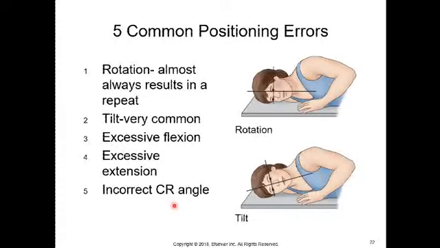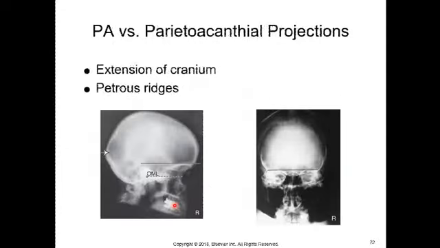Sometimes people get confused between the Towne and the Caldwell. Until you get used to it, or if you do a lot of skull work, that's when you'll start to remember the different CR angles a little bit better. Just a couple images of a PA. I wanted to point out the PA versus the PA Caldwell with the 15-degree angle, or the PA Caldwell with the 30-degree angle. Very important.